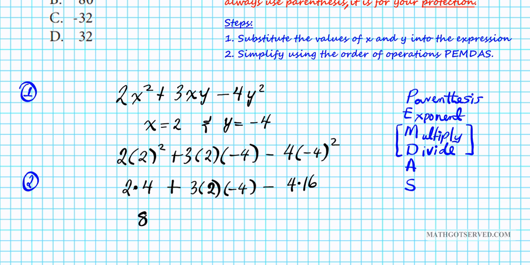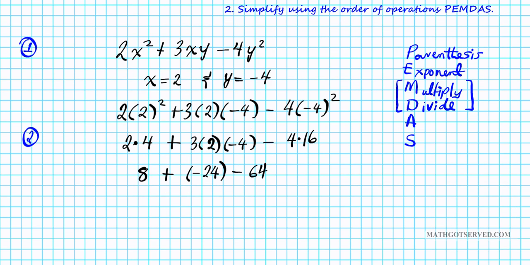2 times 4 is 8, plus 3 times 2 is 6. 6 times -4 is -24, so this is -24. And then 4 times 16 is -64. All right, so now we have a minus times a plus here. What is minus times plus?